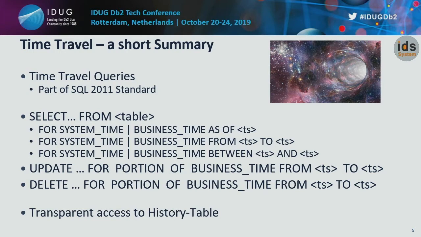It's Db2's responsibility. But you can do it for business time, because business time is the date and time you provided, or your application provided, your source system provided, and you can mess around with that. So you can delete a certain time frame, you can update one. We will see some examples later on in the presentation.